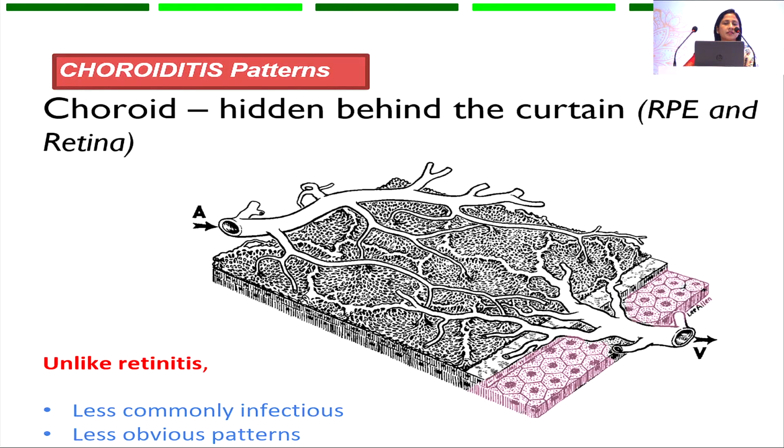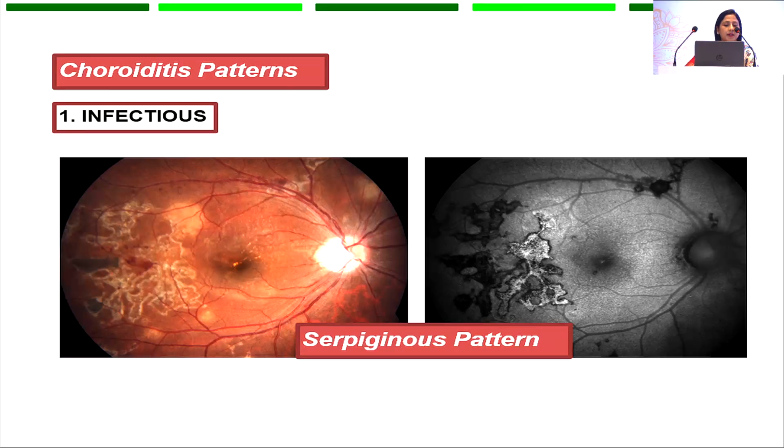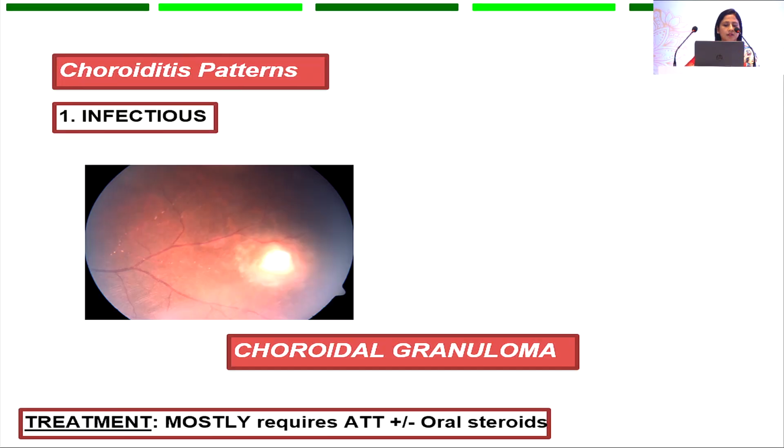So choroiditis is a little subtle and has less specific patterns because it is behind the retina. The three main patterns we are going to touch on: first, the infective choroiditis pattern, like the serpiginous one, which is usually associated with ocular tuberculosis, and you see the serpentine pattern with irregular margins. Autofluorescence picks up the activity very well, and the hyperreflectivity you see is active choroiditis.